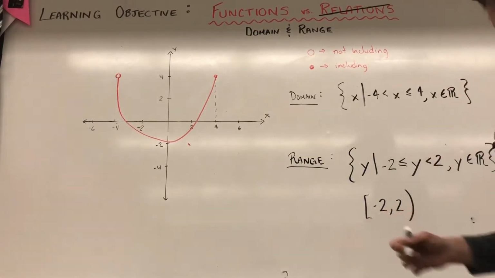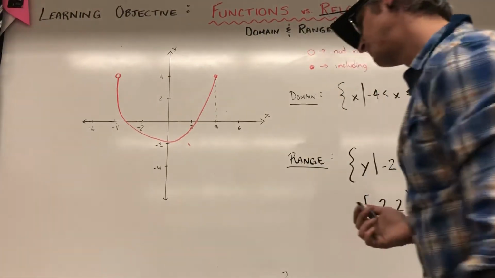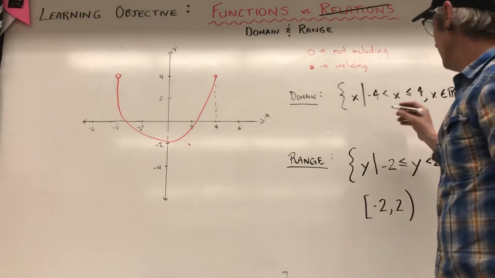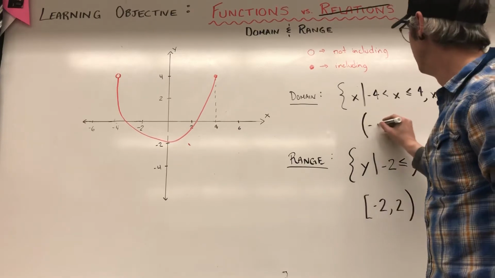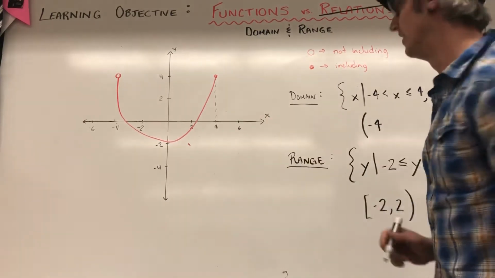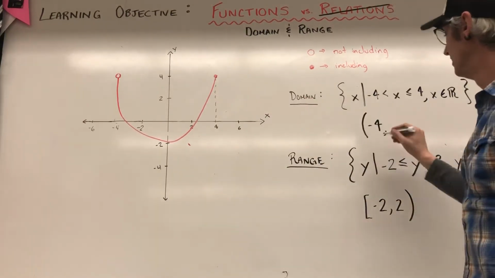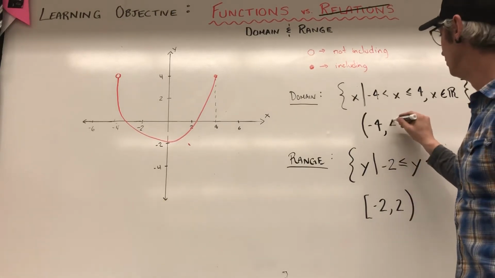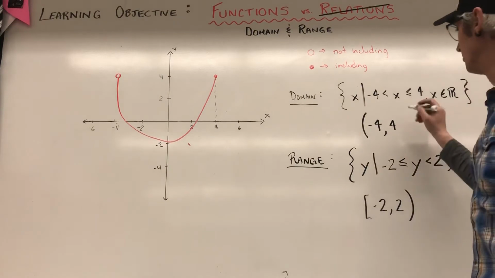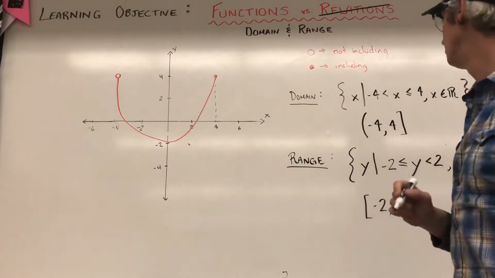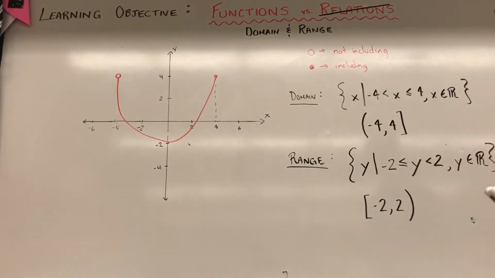Now if I wanted to use my bracket notation on this one, I would go, I cannot include -4 on the negative end, and I'm going all the way up to +4. So basically it's your lower number on the left, your higher number on the right, but it can include +4, so I use a square bracket on that side.